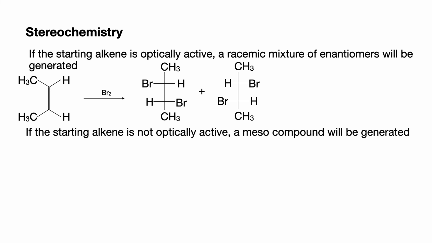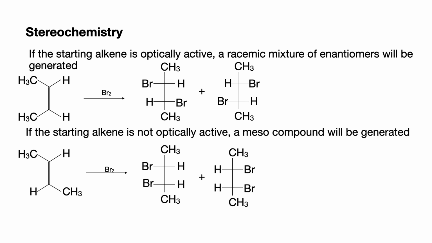but if the starting alkene is actually not optically active, a meso compound will be generated. So let's take the example of starting with trans-2-butene, and we're adding the bromine. Here we can see that the bromines are both going to be on the same side. So we do get these two products, but if you look, they're exactly the same thing. It's just flipped. So these are a meso compound.